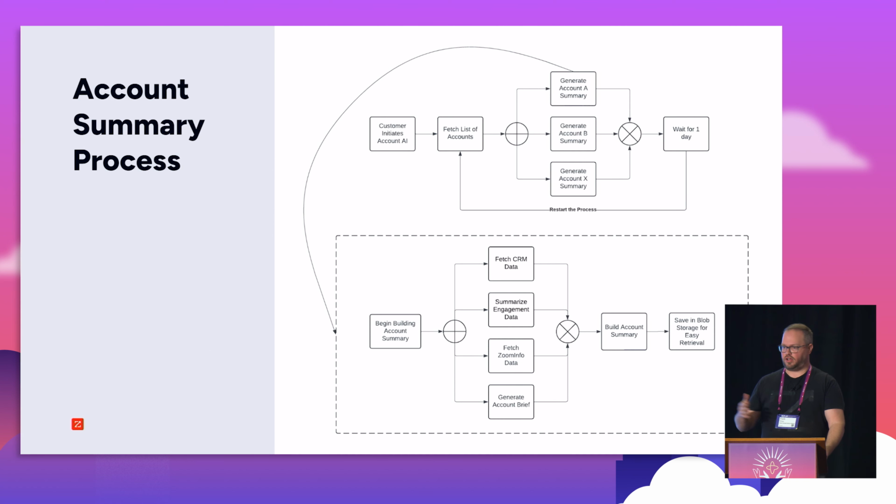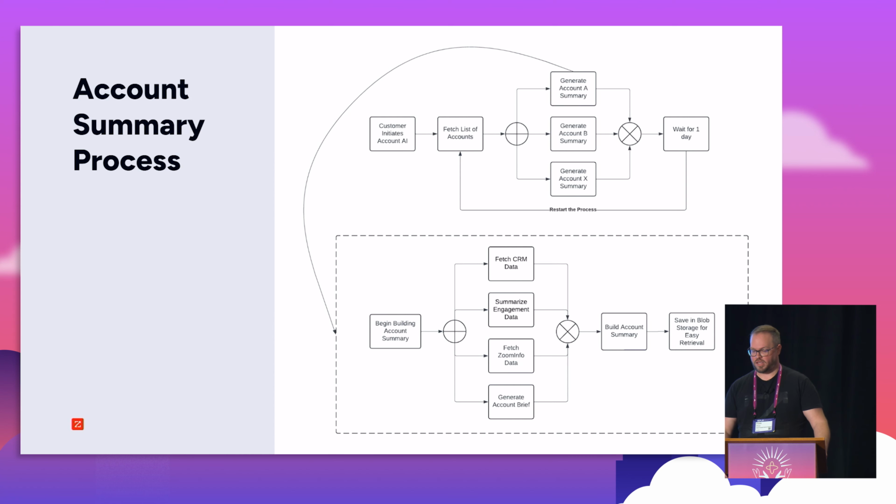So now that we have all of the data points that we wanted to pull into these account summaries, we had to figure out how do we build these account summaries. And since these summaries are probably the most important feature of the account AI, we wanted to ensure that the process for building them was as stable and as durable as possible, because this process runs continuously as there's new data always coming in, and so we want to make sure that these account summaries are always as up to date as possible for our customers.